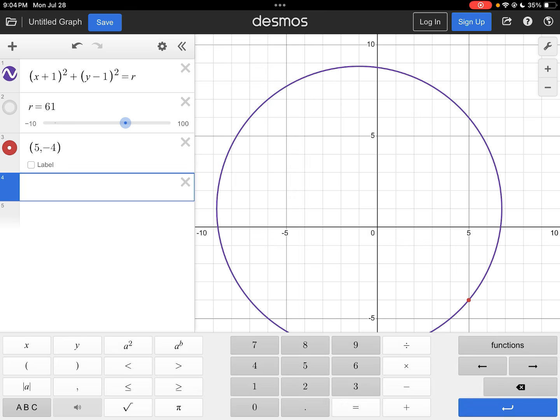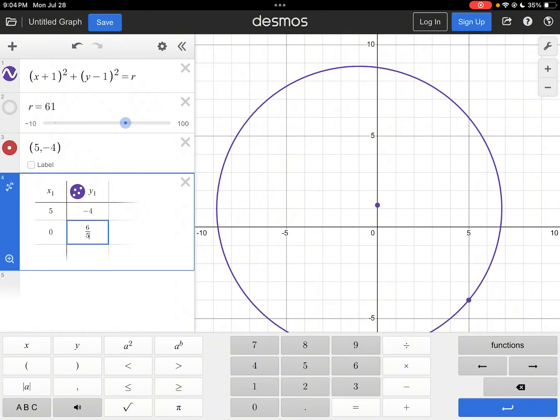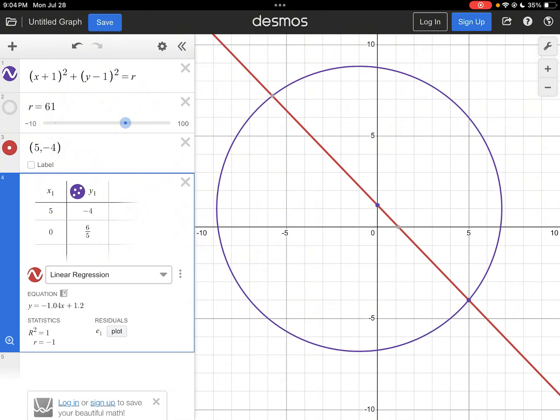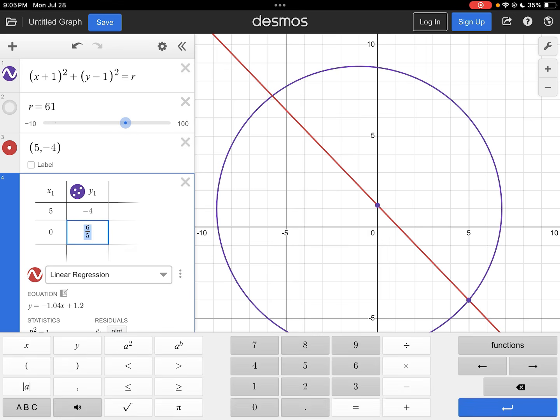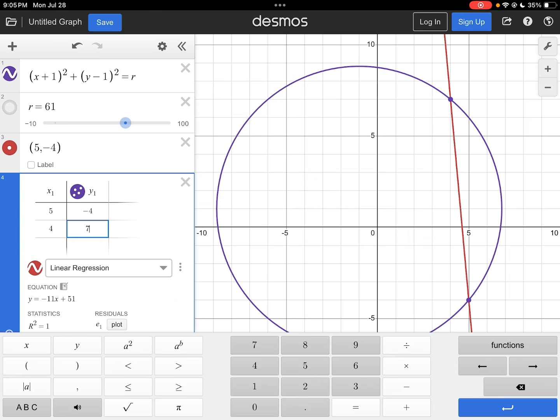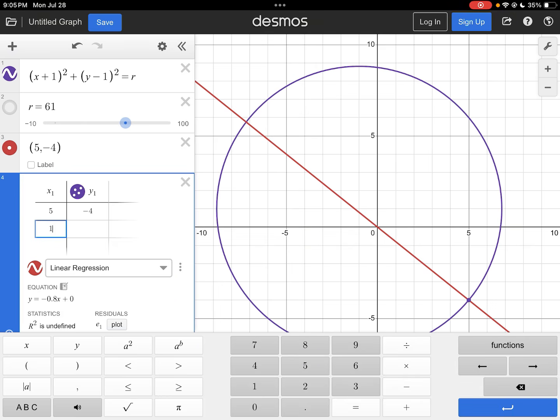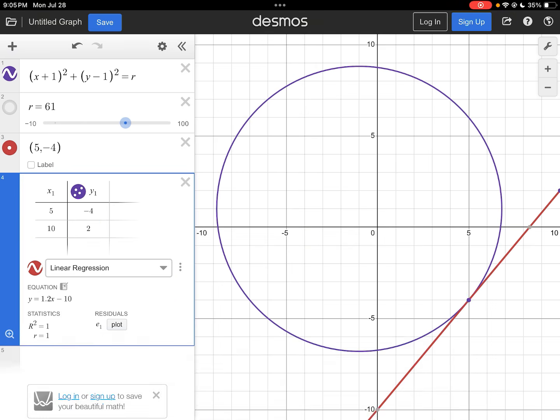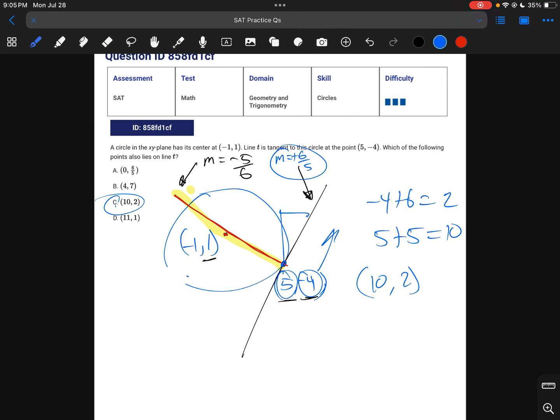So now what we can do is insert a table and type in 5 and -4, because that is our point of intersection, and just type in every single answer choice into Desmos. So A is 0 and 6/5. And when you click on this line, you can see that we have more than one point of intersection, so that's not the tangent line. And so going to B is 4 and 7. Well, that is also more than one point of intersection, so that's not the correct answer. And finally C, which is 10 and 2, and that has one point of intersection, right exactly at 5 and -4, where the problem tells us that that point should meet that line.